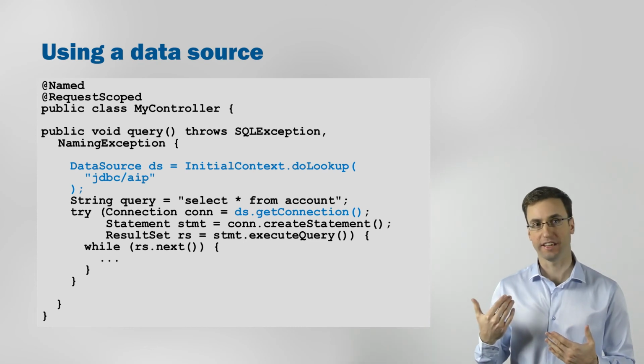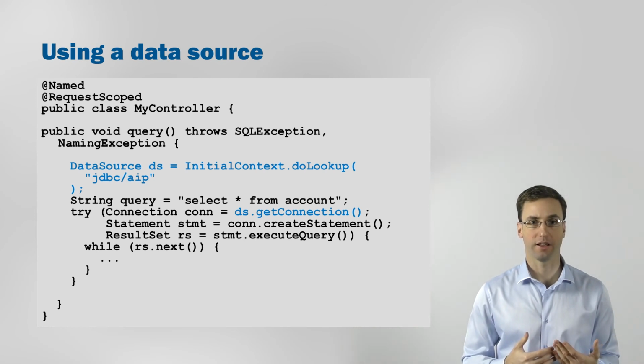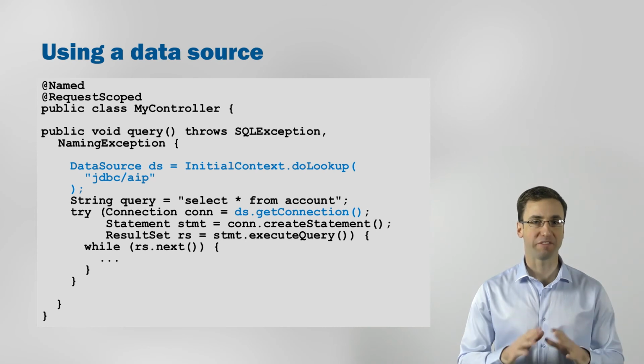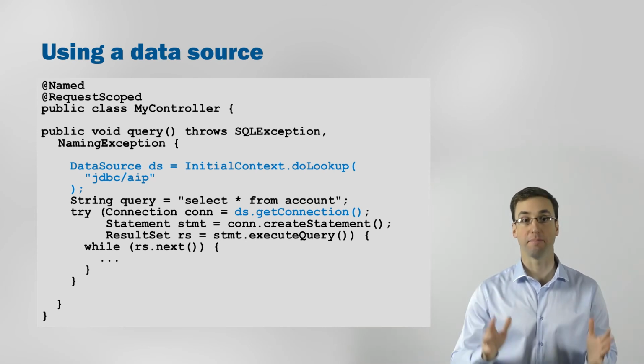I'll talk about the meaning of the initialContext.doLookup later. It relates to the naming and directory interface of a Java EE application server. But for the time being, you can just remember it as a kind of magical incantation.